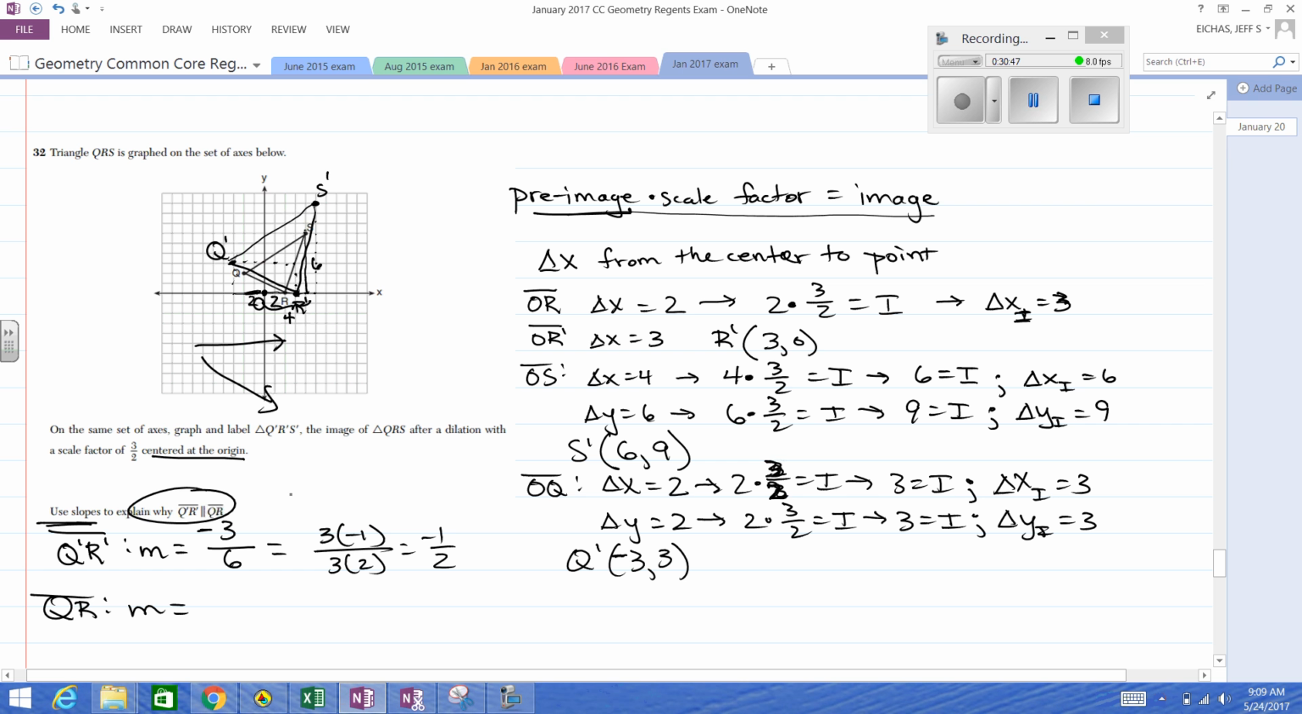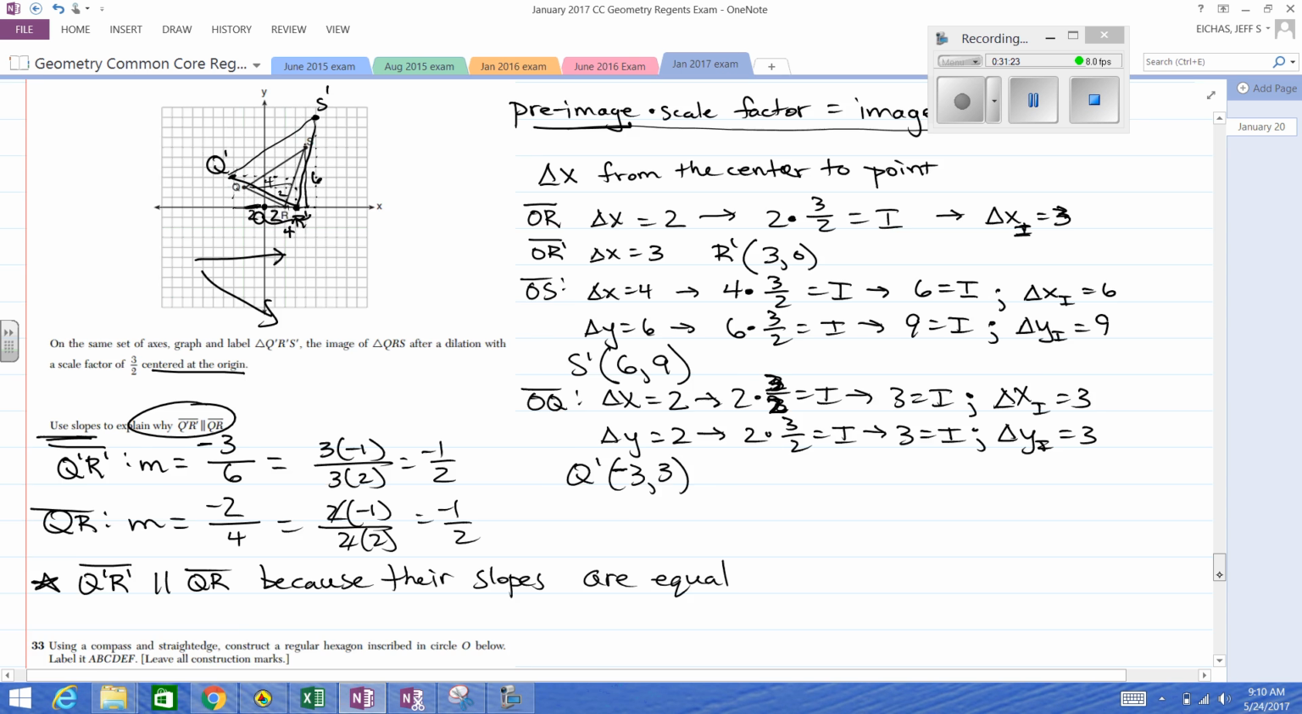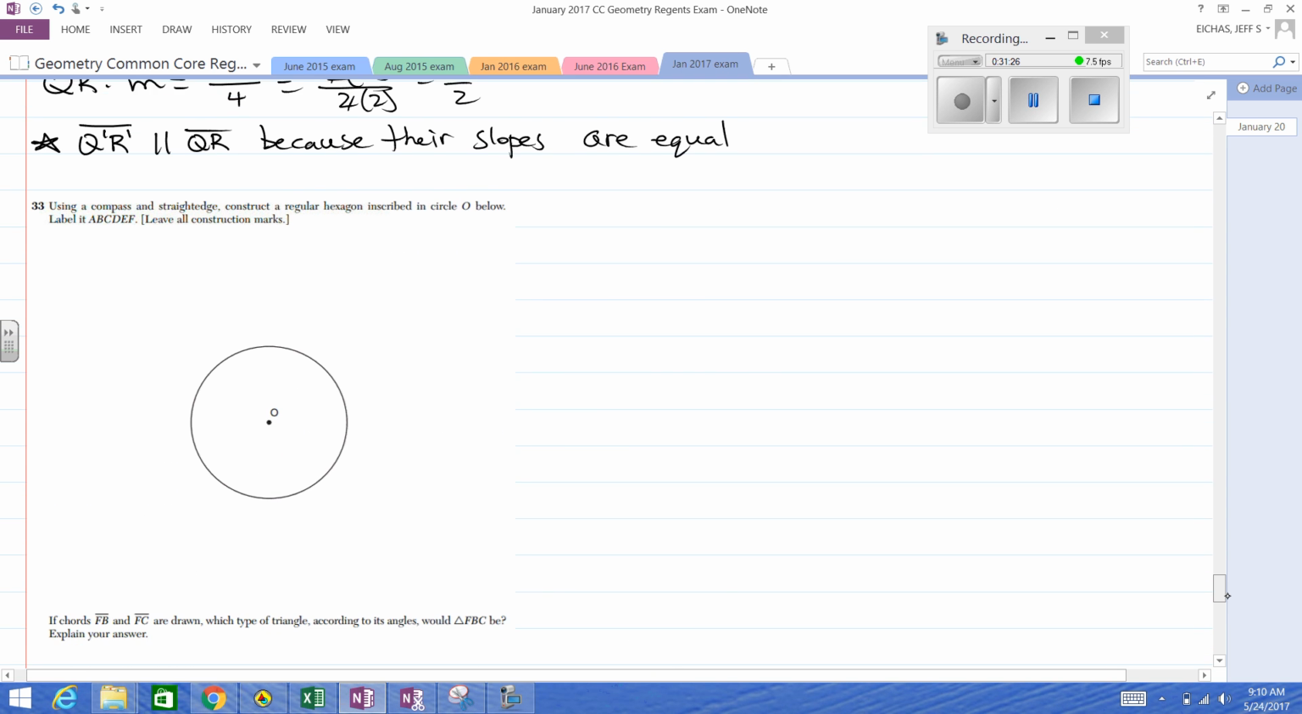Now we've got QR. The slope is, it's like 4. Yep. You get 4 on the run, 2 on the rise, and it is also negative. Take out a 2, also negative 1/2. Now we got to explain it. So we're going to say Q prime R prime is parallel to QR because their slopes are equal. Now, way more than is necessary for 2 points. I get it. But again, we've got to make sure we cover everything.